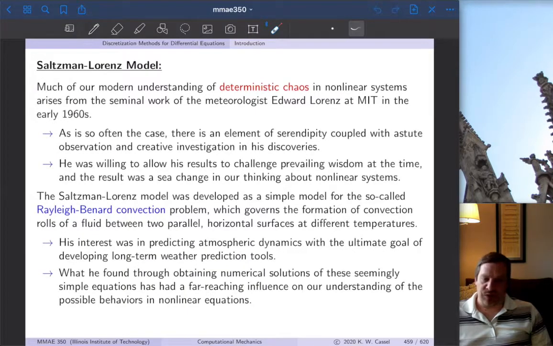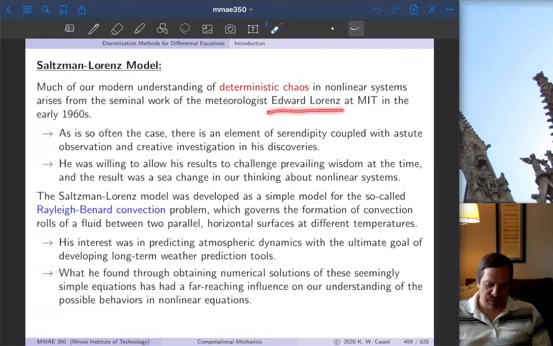the interesting things I'm going to show you in this video, but the model itself was actually developed a couple years before and published by Saltzman. So Lorenz used Saltzman's model. The interesting results do come from Lorenz. So this is building on the deterministic chaos that we discussed briefly in the context of the forced Duffing equation in the last video. It's a very interesting history behind it.